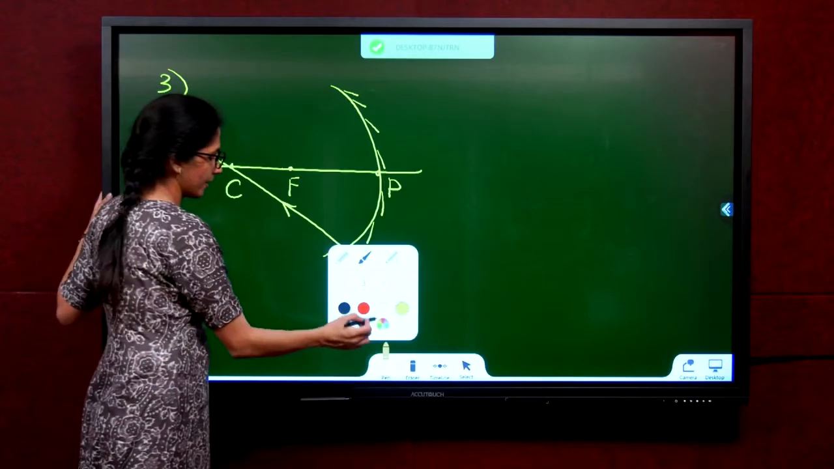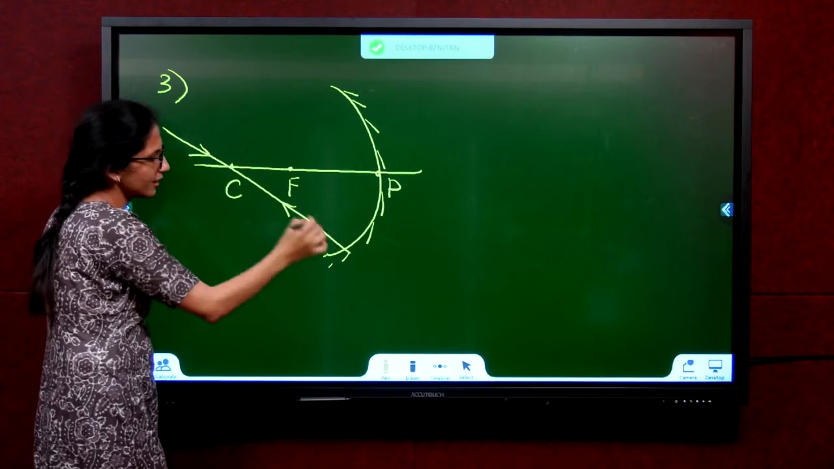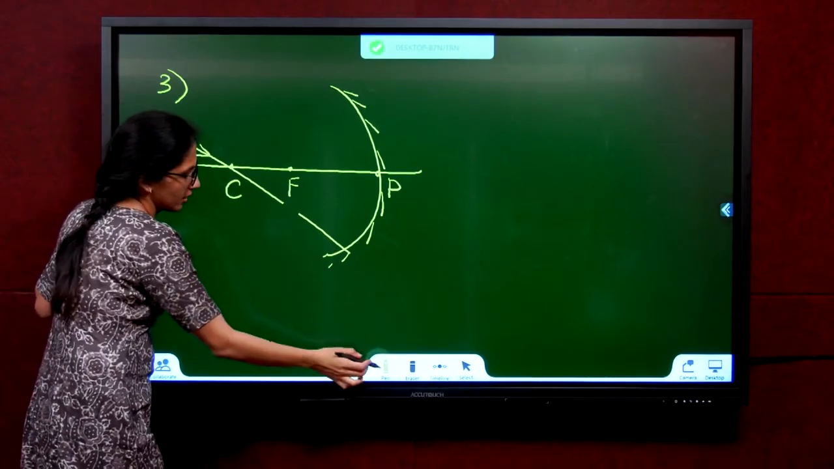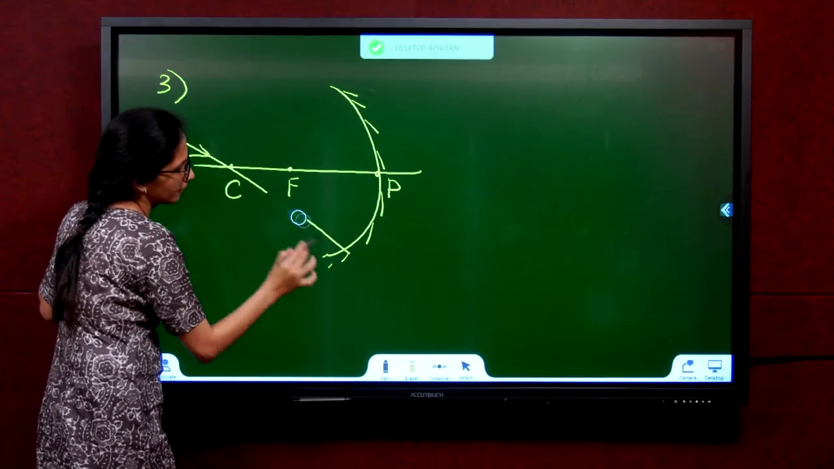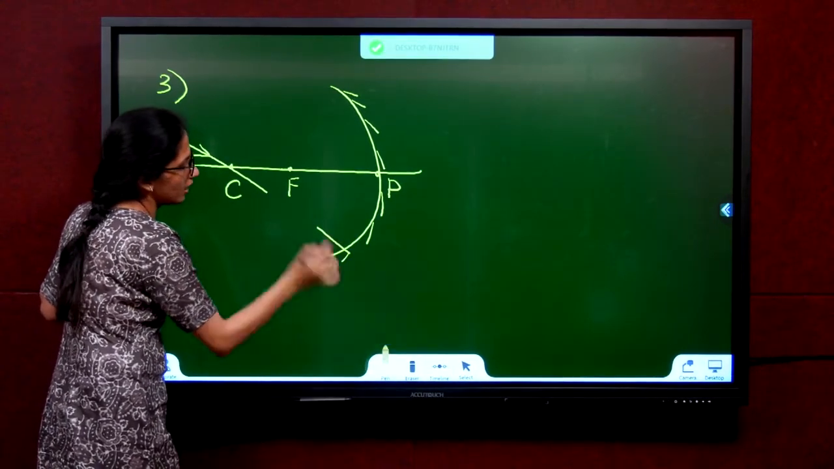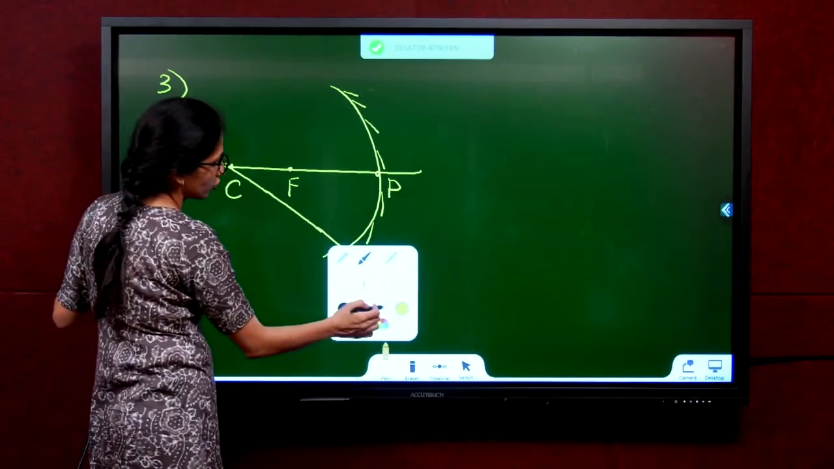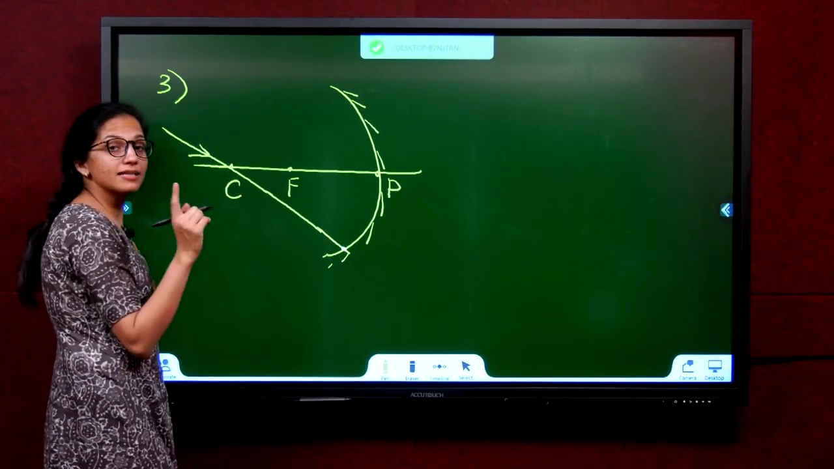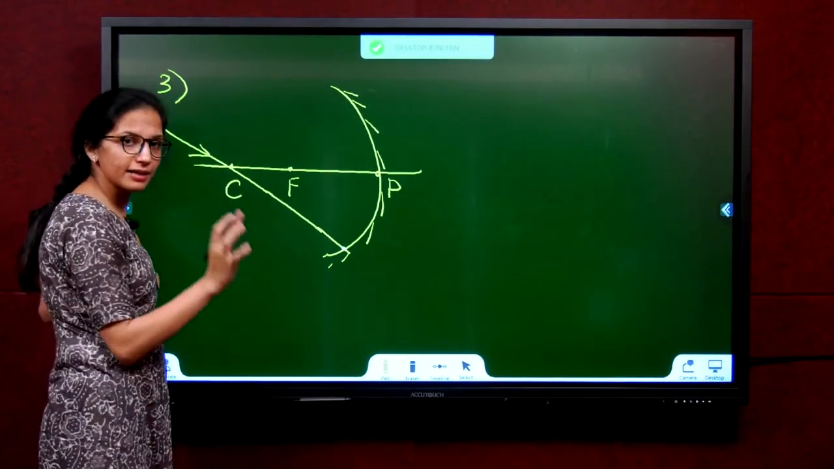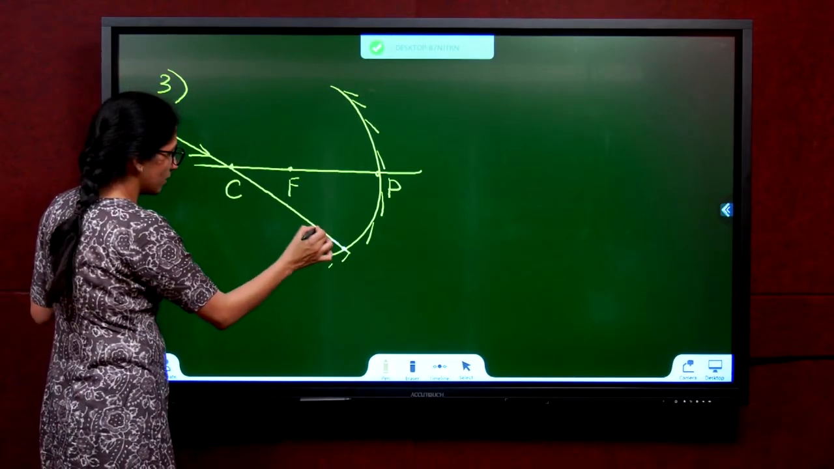Understand why. Say a ray is incident like this, over here. We don't know where it's going at first. What do we do as the first step? First step, draw the normal at the point of incidence. Why? Because we want to find out angle i. To draw the normal at the point of incidence, this is the point of incidence. Normal is nothing but the radius. It passes through C. We wrote it in the note. So I can say this is my normal.